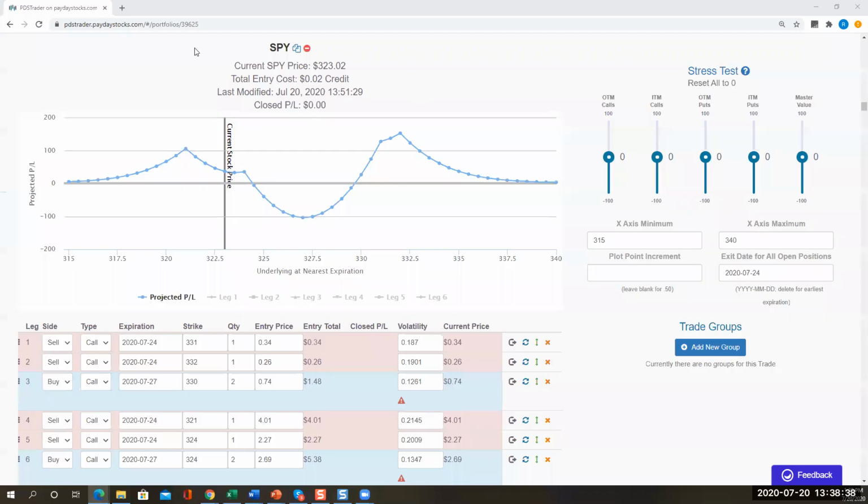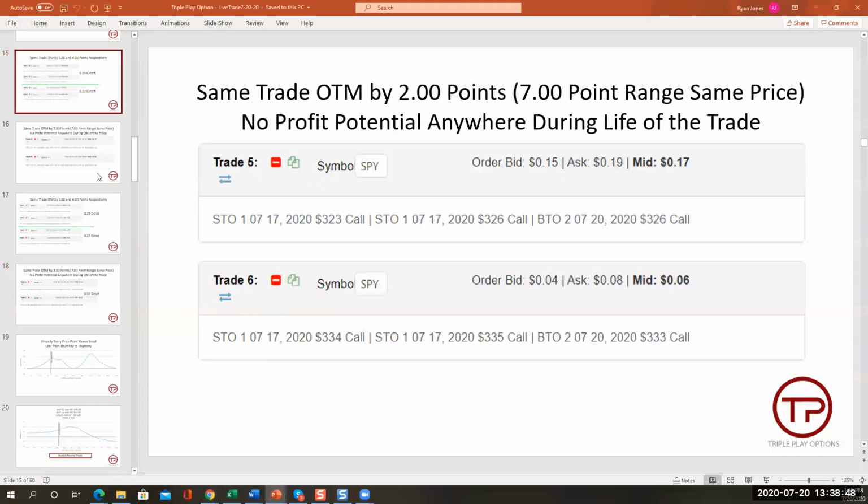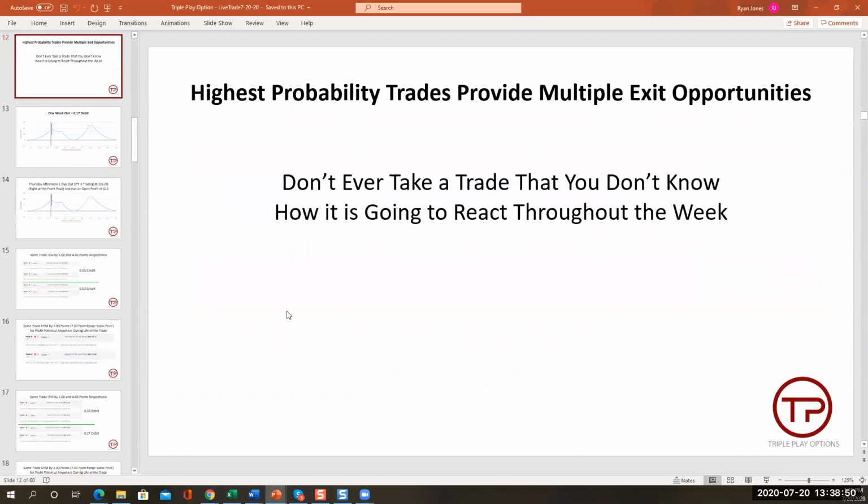All right, so that's the rule. And I'm going to bring that rule up again because it is a principle that you absolutely need to put into place with your trading. Don't ever take a trade that you don't know how it is going to react throughout the week based on price movement and the passage of time. This will keep you out of some not very good trades.